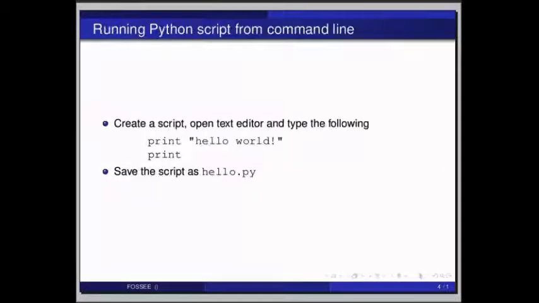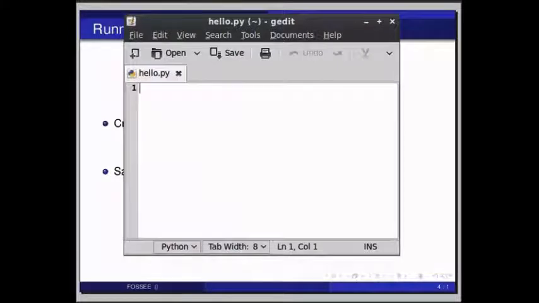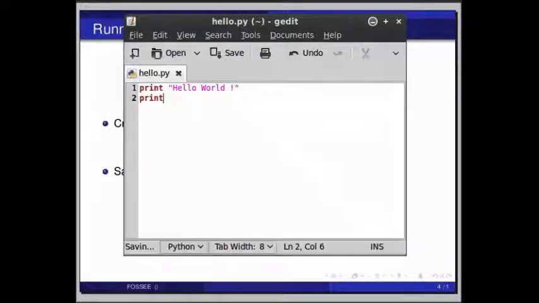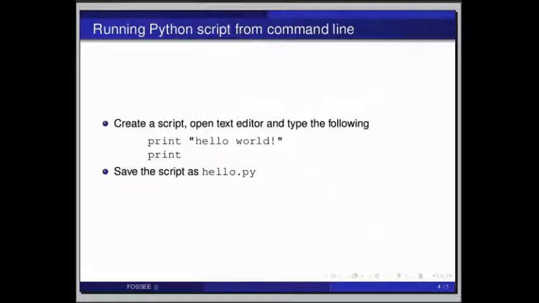Let us create a simple Python script to print hello world. Open your text editor and type the following: print, within double quotes, hello world exclamation. Now save the script as hello.py.